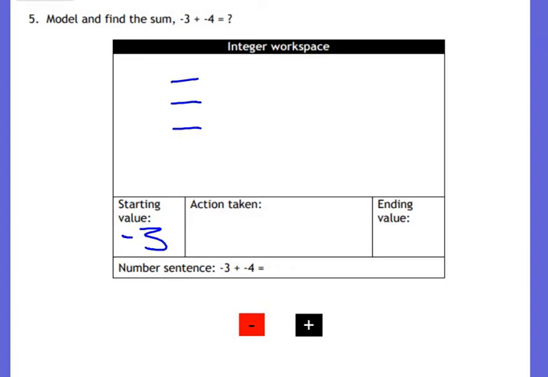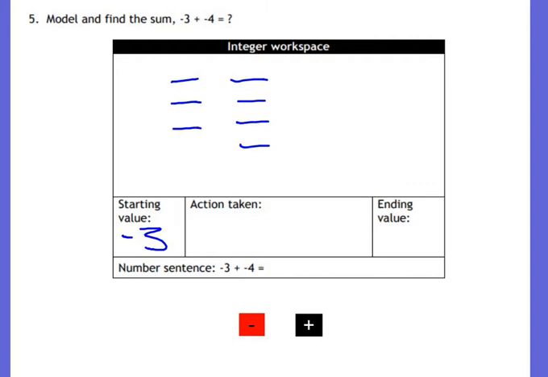So I see a plus sign. So am I adding tiles or taking away? Adding tiles. What kind of tiles do I need to add? Negative. How many negative? 1, 2, 3, 4. Okay, I need to look for my zero pairs. How many zero pairs? No zero pairs.